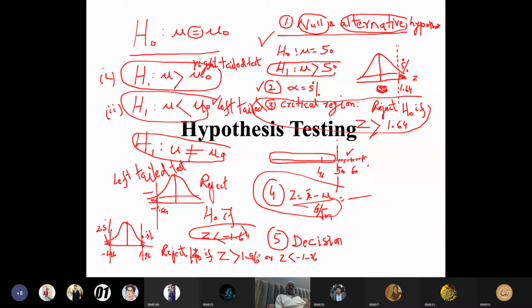Now listen one time more. We said hypothesis is simply an assumption. It's simply a statement. For the time being, we say that whatever the manufacturer claims about the population is true.